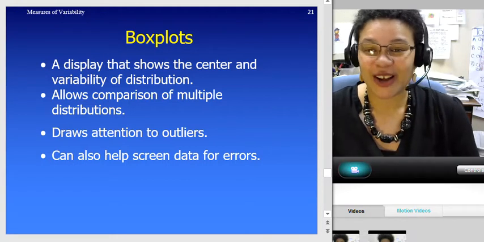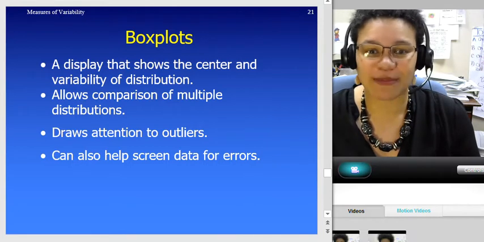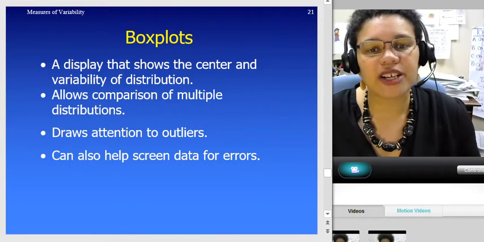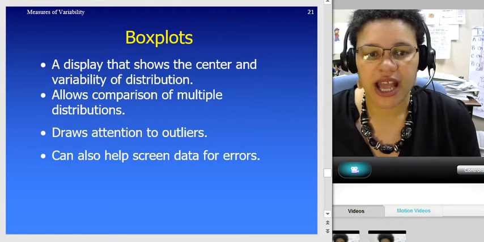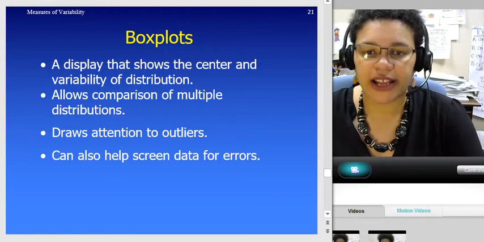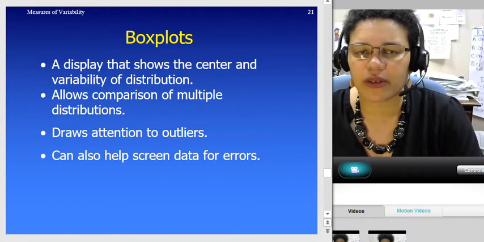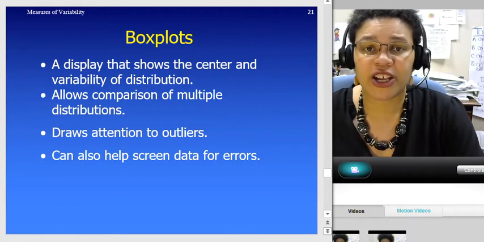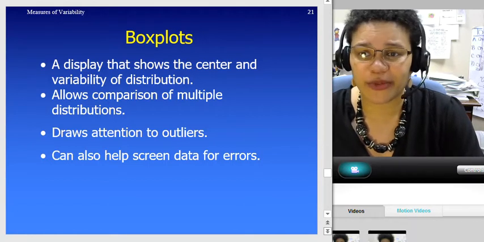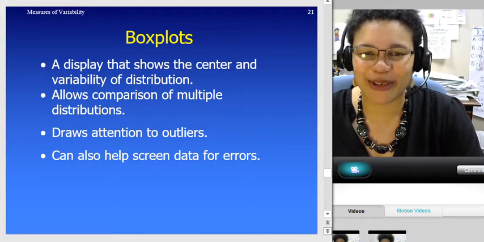And I've written research reports where I put box plots in, and it allows the comparison of multiple distributions, as well as drawing attention to outliers. It can also help you screen data for errors, because if you have a crazy outlier, it could be that somebody entered the wrong number when they were putting in the data in the computer.